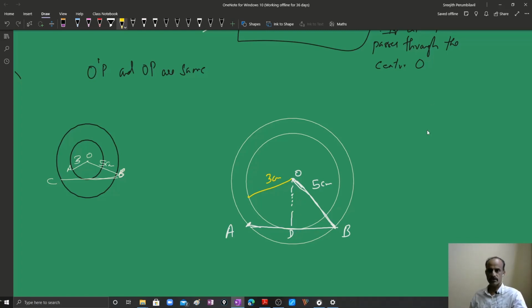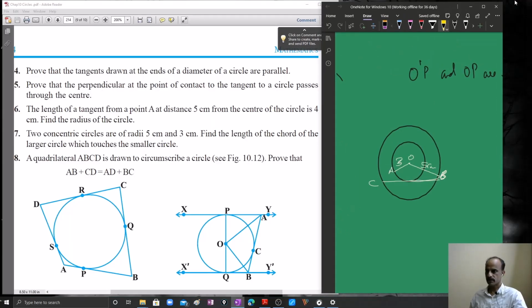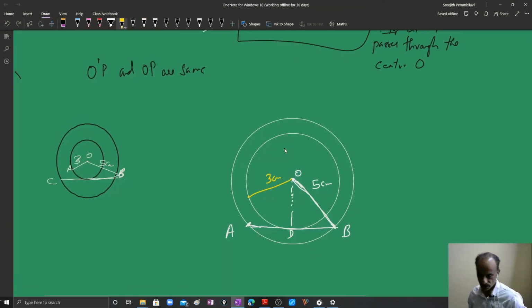The radii of the circles are given. The length of the chord of the larger circle that touches the smaller circle is asked. So this is 3 centimeters. What about this distance? That distance is also equal to 3 centimeters. Why? Because OD is the radius.